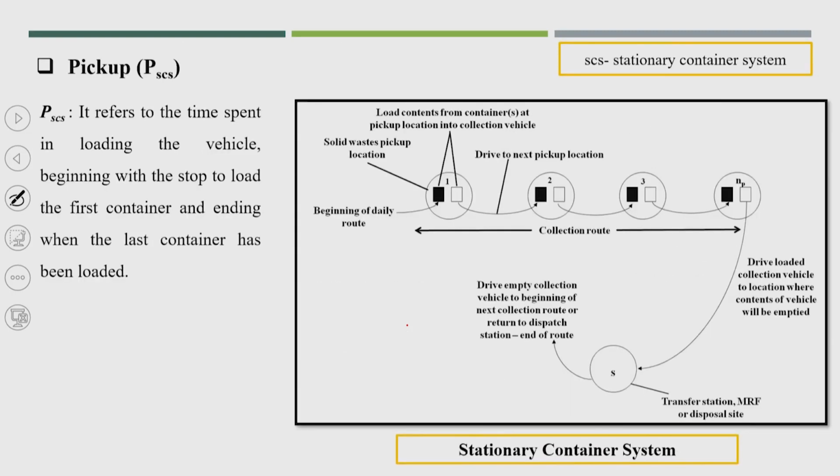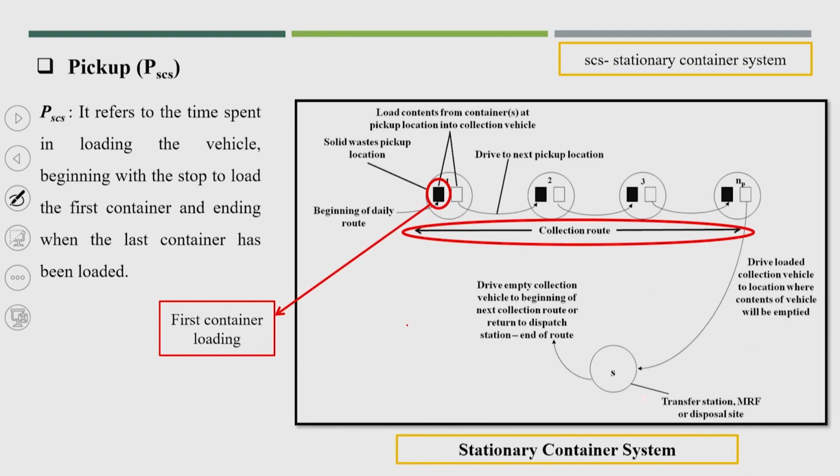Now, the first unit operation we will see is pickup. In the stationary container system, pickup refers to the time spent loading the vehicle, beginning with the stop to load the first container and ending when the last container has been loaded. So it starts from the first location loading and goes on until the last container loading. This entire collection route has the pickup time.